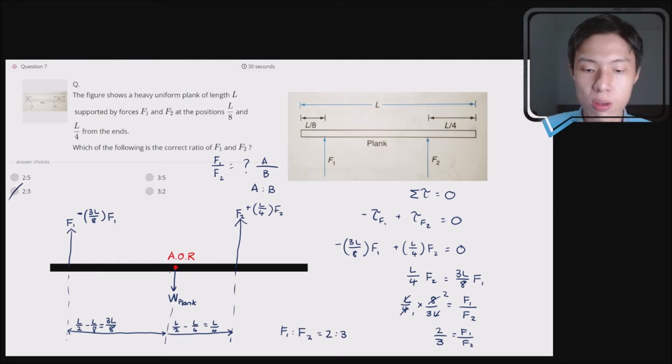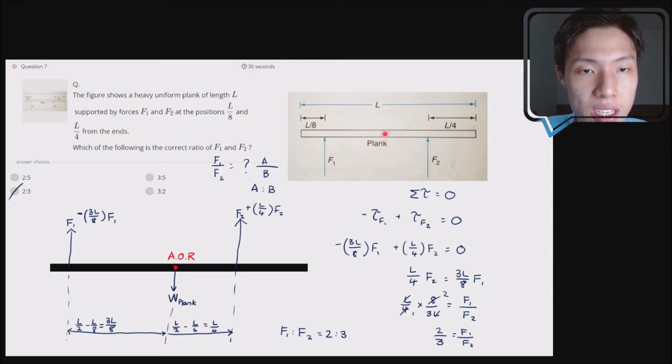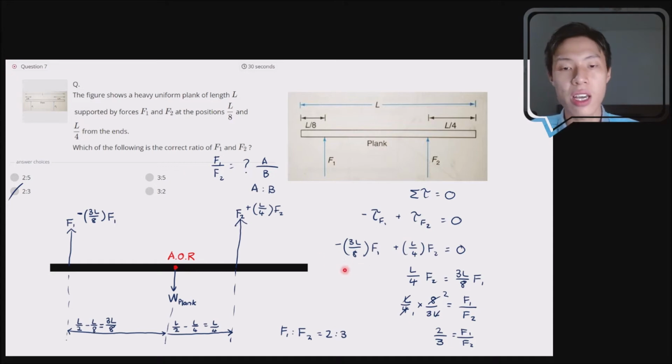So you should expect that the force over here will be greater than the force over here. If you are further away, to create an equal amount of torque you need less force. If you are nearer to the axis of rotation, you need greater force to create that same amount of torque. You reduce R, you have to increase F. You increase R, you have to reduce F. That's why this one will be smaller than this one, so this one will have 2, this one will have 3. Okay, that's the idea behind question 7.